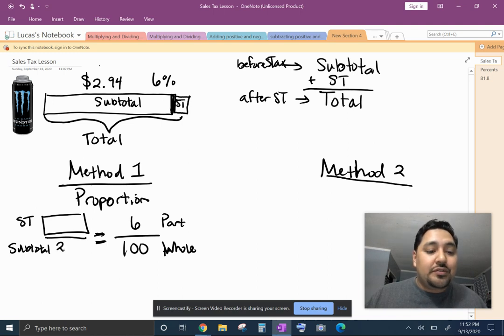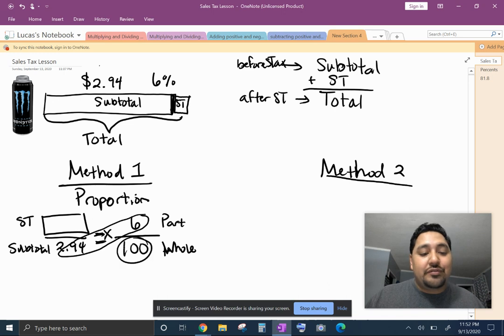So the subtotal here is 294. Now, how we work this out is the easy way, and I'll show you another way later, is to cross multiply these two numbers and then divide by the third. So I'm going to show you that here.